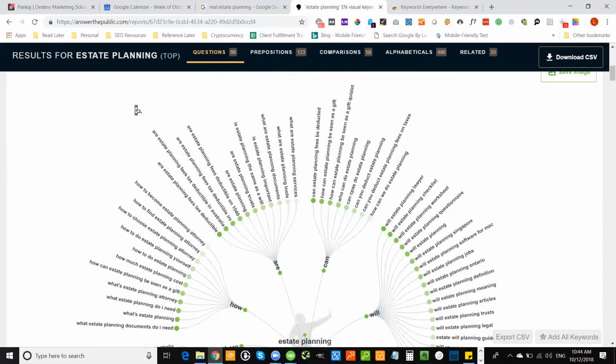You want to make sure that you're not doing what's called keyword stuffing. So basically just using a keyword over and over again, even when it doesn't make sense. That used to be an old SEO strategy, but it doesn't work anymore.